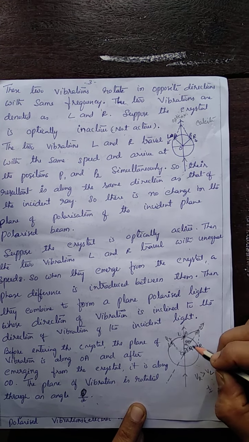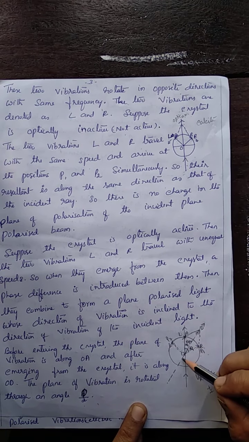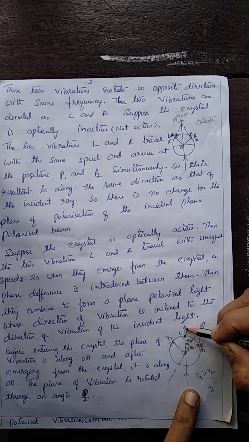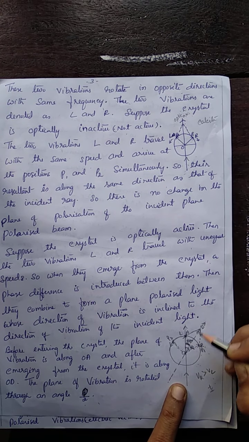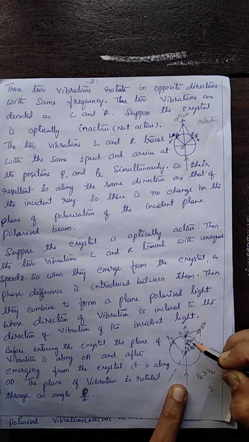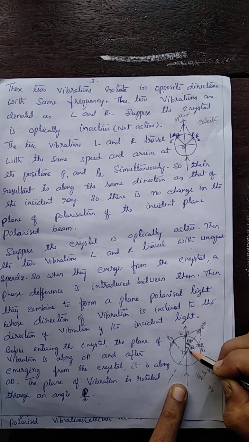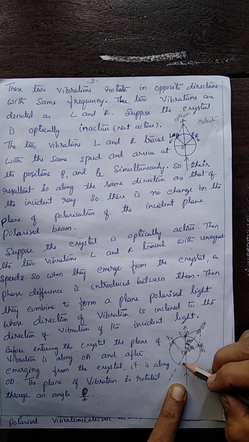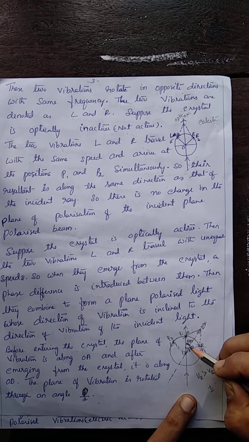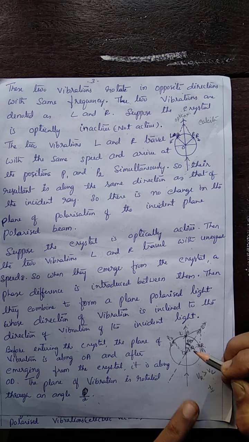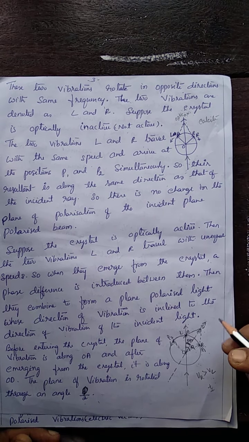From the figure, you can see that the plane of polarization of the incident beam is rotated through this angle. It is now along this. It is rotated through this angle, which is δ/2, where the phase difference is δ. So the plane of polarization of the incident beam is rotated through δ/2. And this is called optical activity.